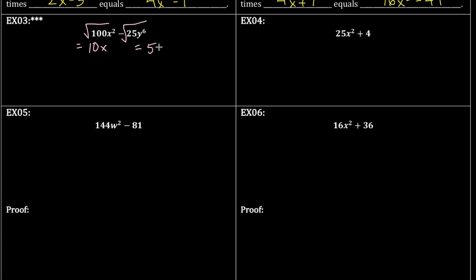Square root of y to the 6 is actually y to the 3rd. This is like a bonus feature just in case you see a hard one that you want to do in the practice. So you would write this one as 10x plus 5y to the 3rd times 10x minus 5y to the 3rd.